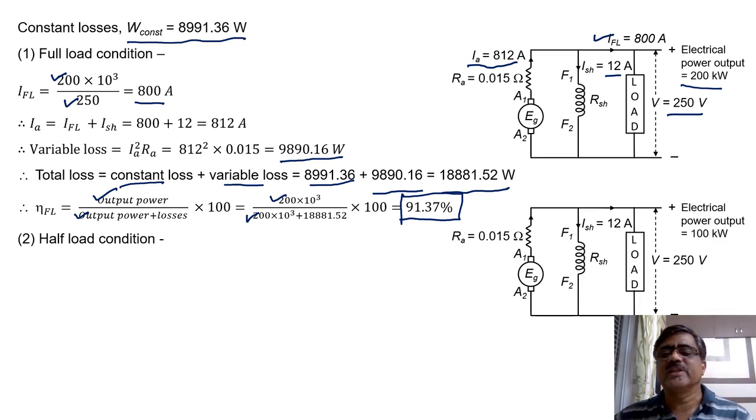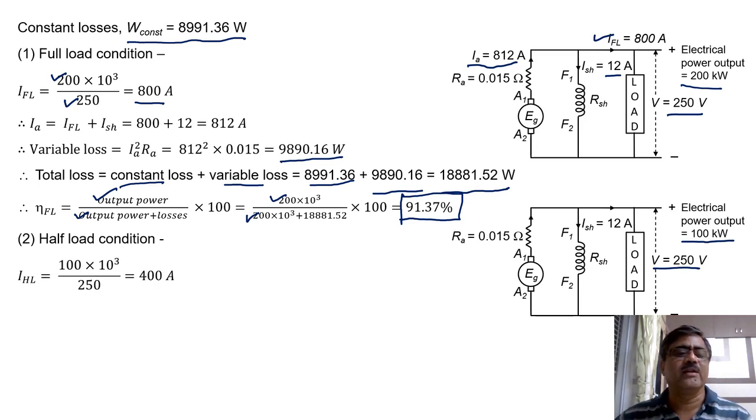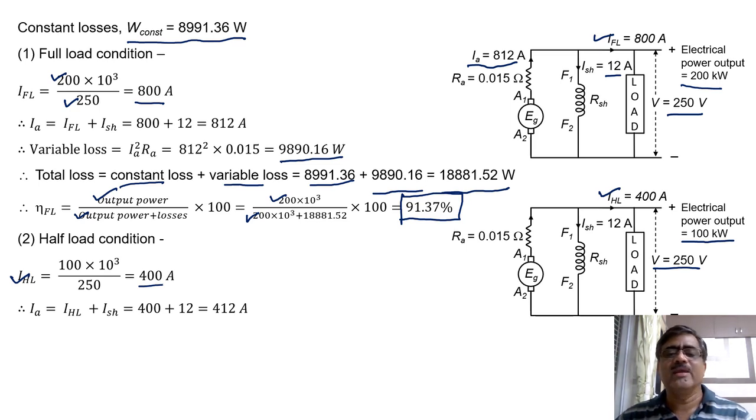Similarly, we can calculate efficiency at half load. Now when the generator is at half load, its electrical power output will be 100 kilowatt and terminal voltage is 250 volt. So with these two values, we can calculate half load current. So half load current is 100 into 10 raised to 3 divided by 250, which is 400 ampere. So current at half load, it is 400 ampere and ISH is 12 ampere, and therefore IA, it is the sum of IHL and ISH, that is 400 plus 12, which is 412 ampere.